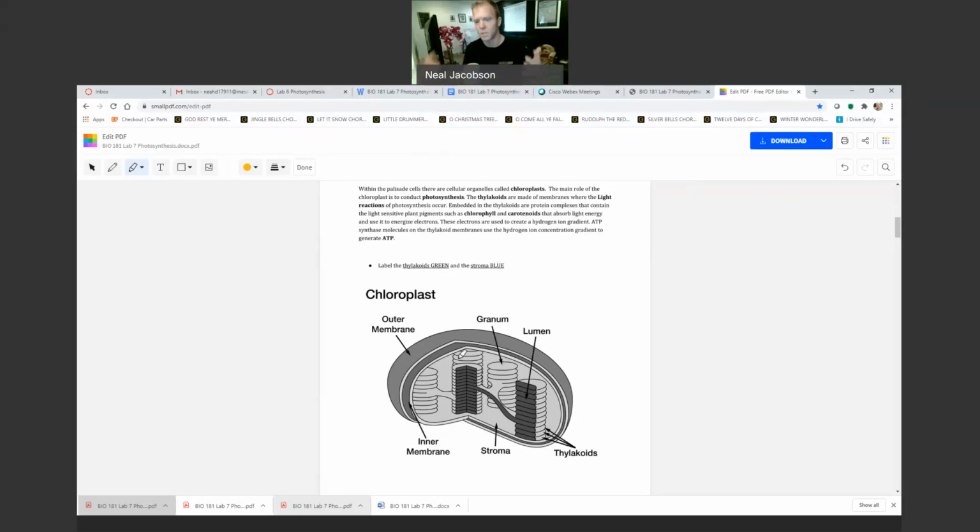So there's light reactions and there's dark reactions. The light reactions require light. The dark reactions require no light. They can occur during the day, they just don't require light.